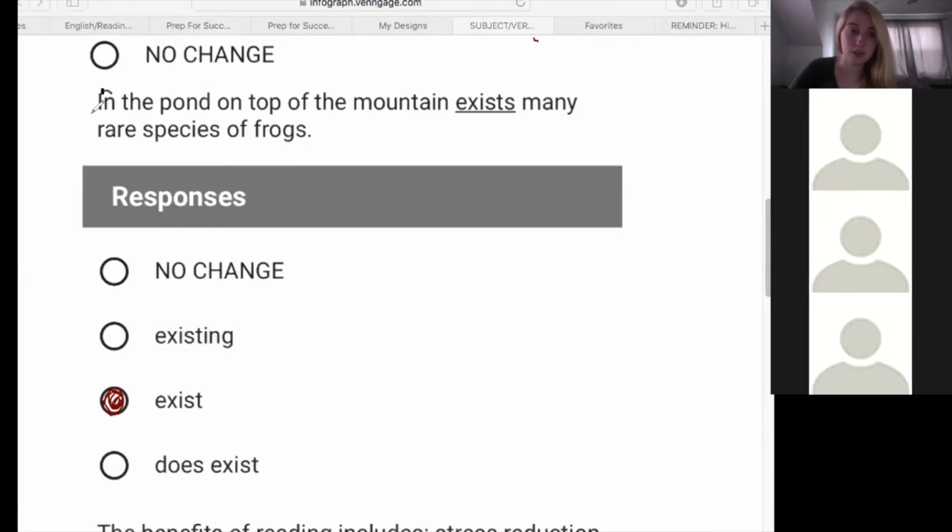In, perfect. So in, of, in the pond, yep. So it's not just remembering the preposition, but the word that follows. So in the pond. Of frogs, perfect, of frogs. On top, yep, on top is another one. Of is linked to the mountain. All right, perfect. It looks like we got them all. So now what you want to do is cross all that info out. None of that can be my subject for the sentence. All gone. Now all I'm left with is exists many rare species.